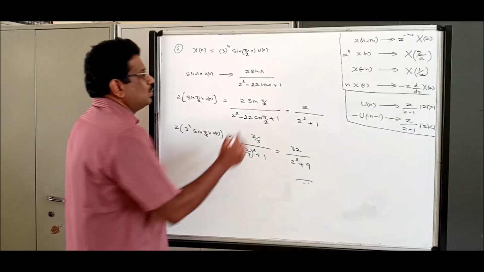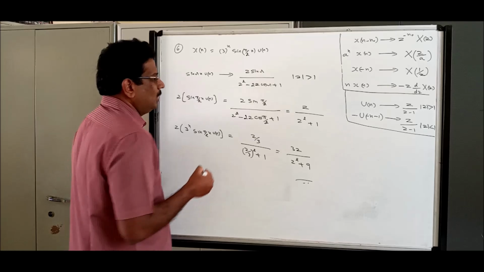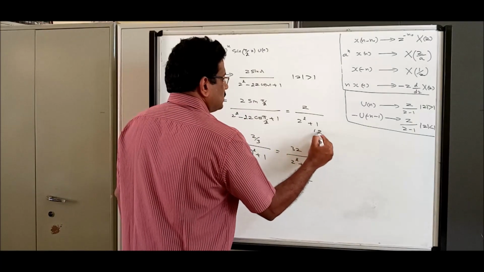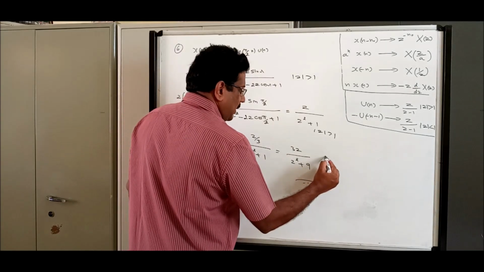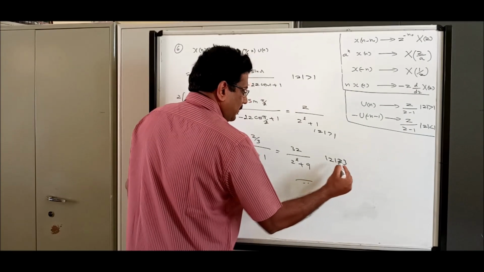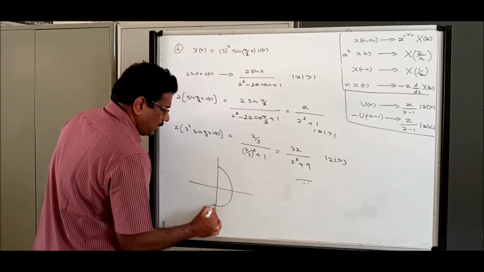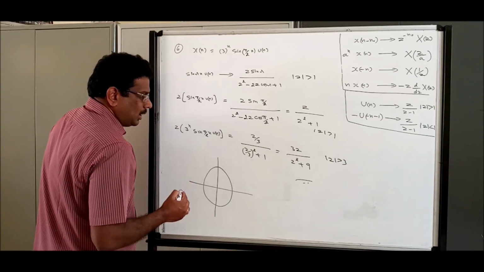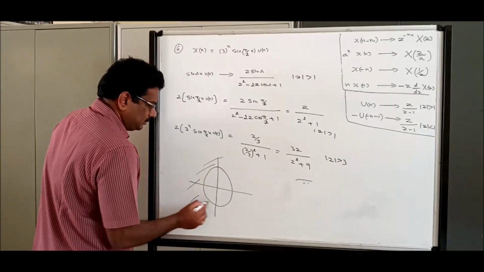Now what about its ROC? We have discussed in the basic problem, it is greater than 1. And here also there is no change, so greater than 1. And here it is greater than 3. Divided by Z, it is greater than 3. And if you want, you can just plot it. Draw the circle. And the ROC will be greater than 3.